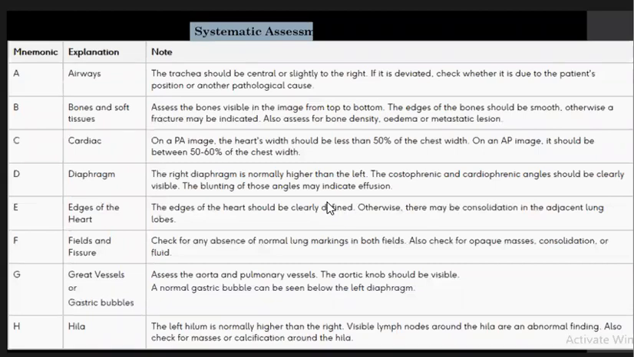Some systematic assessments of the chest interpretation. We have the mnemonic A, B, C, D, E, F, G, H. A is for the airway, and look for the trachea, whether it is central or not. Look for the bones, assess the bones for any lesion, assess the cardiac silhouette, assess the diaphragm, and assess the edge of the heart, and also assess the lungs, the great vessels, the gastric bubble and the hilum.